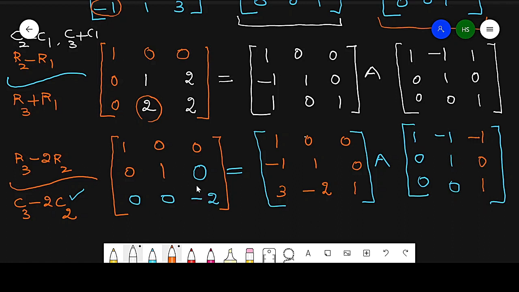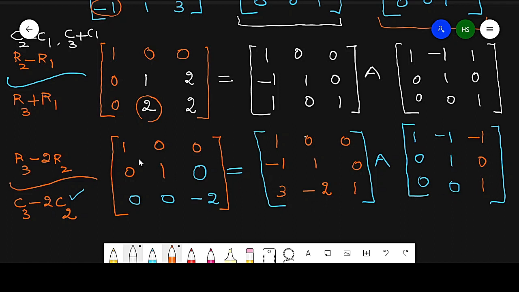Now my aim was a diagonal matrix, so here 1, 1 and minus 2. Since it is a diagonal matrix, I find these values: 1, 0, 0, minus 1, 1, 0, 3 minus 2, 1, 1 minus 1, and here 0, 1 minus 2 and 0, 0. So 0, 1, 0, 0, 1, 0, 0, 0, 1. So I got these values.